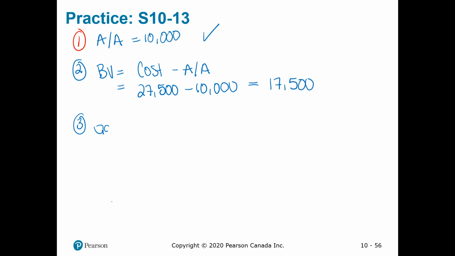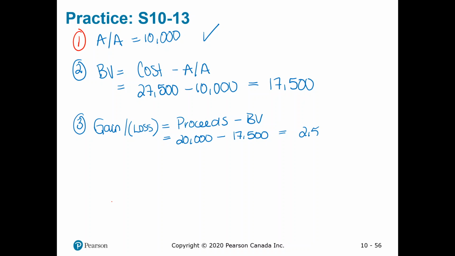Step three is to calculate the gain or the loss. And this is equal to the proceeds minus our book value. Our proceeds here, it says that we sold it for $20,000, minus the $17,500 book value we just calculated. So the amount that we get here is a positive $2,500. Since we're selling it for more than we have as a value on our books, and we get this positive, it is a gain.